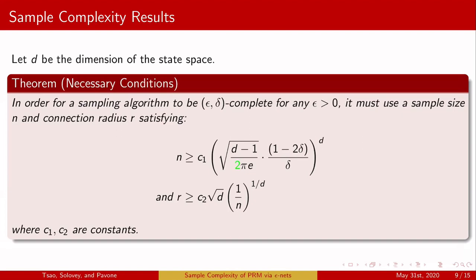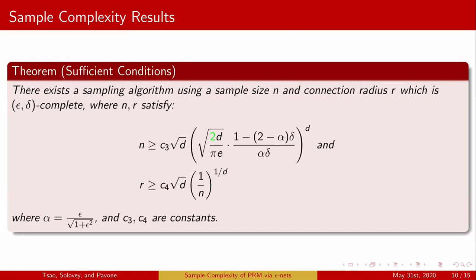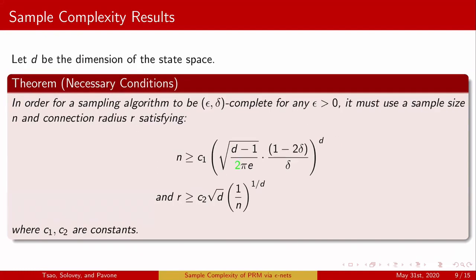Okay, so the next thing we do is present a sufficient condition. So there is a sampling algorithm using sample size n and connection radius r, which is complete, and n and r have these forms. Okay, so if we look at this and compare it to the necessary condition, we see that the condition on the radius is basically the same for both of these. It only changes by a constant factor, so that's nice.